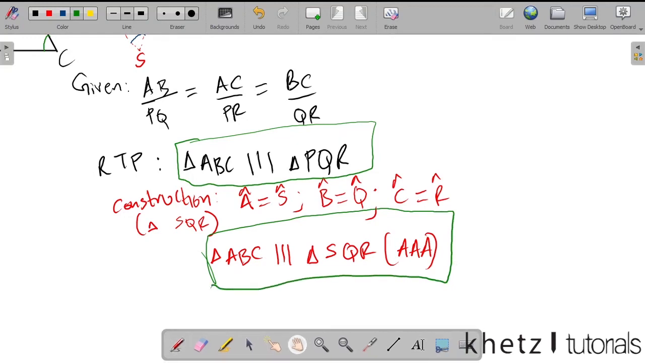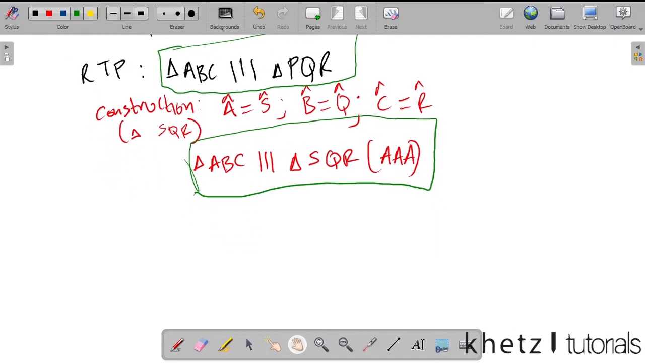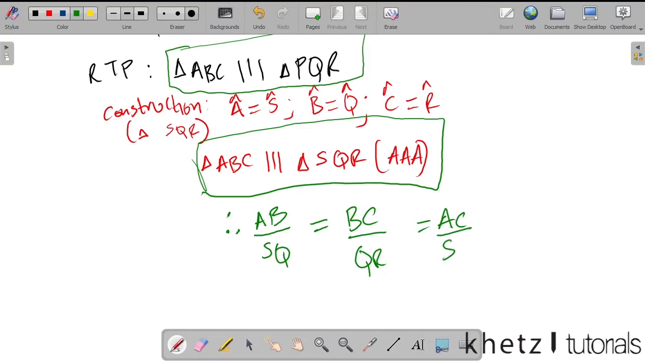Now from here, this similarity of the construction and ABC is actually going to help us further. And this is how it's going to help us. Now that we've identified that ABC is similar to the construction SQR, we can therefore say that AB divided by SQ is equal to BC divided by QR, which is equal to AC divided by SR.